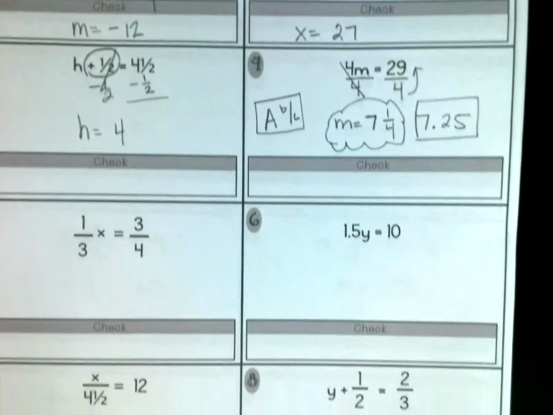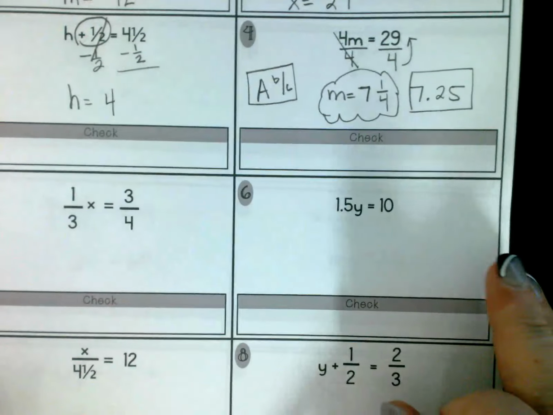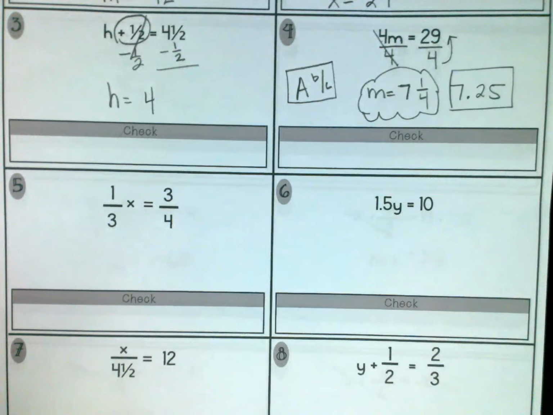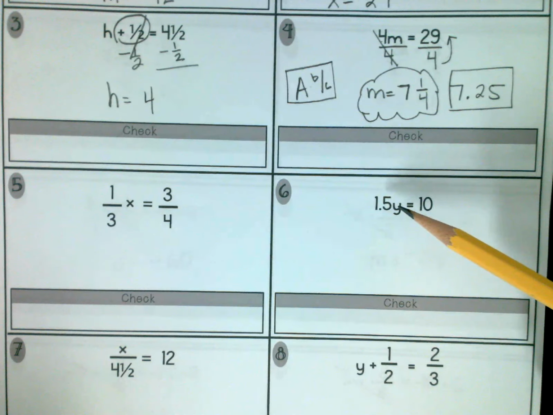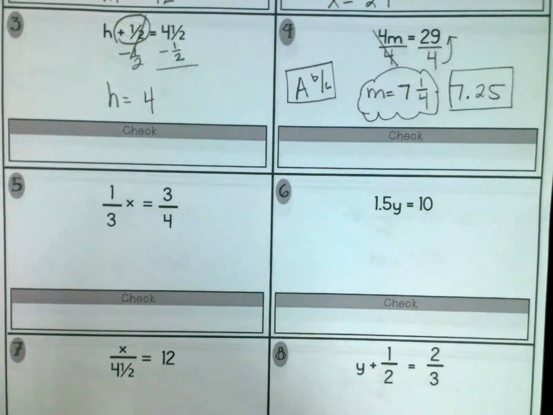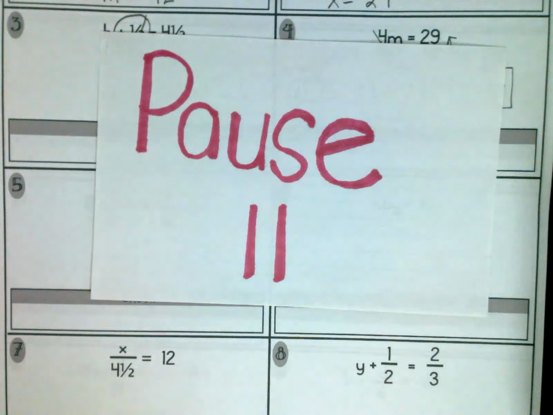I would like you to try the next two by yourself, questions number 5 and number 6. This has a decimal point. That doesn't mean anything different. A number written next to a letter is multiplication. Please try problem 5 and 6. Pause the video.